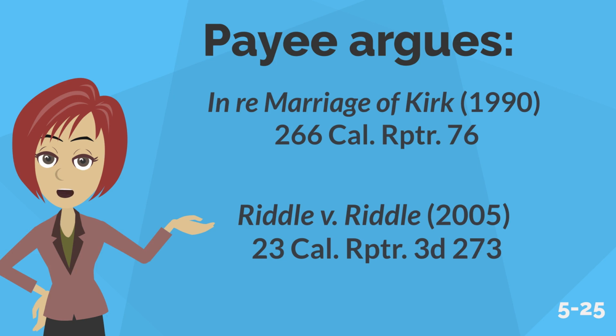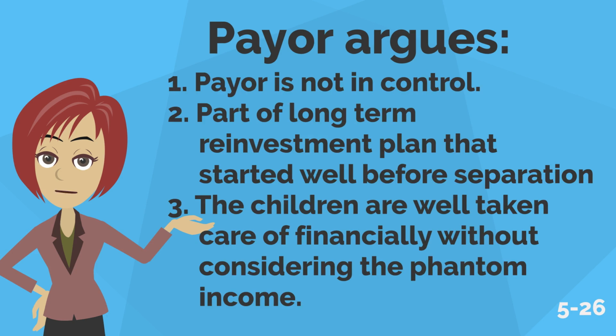This is an issue that may be framed by the forensic accountant but is for the family law attorney to argue before the court. The payee spouse will argue Marriage of Kirk and Marriage of Riddle, where there was clearly an intent to minimize income. The payer will likely argue that the payer has no control over the amount of the distribution. The payer must simply go along with Grandpa's reinvestment plan. And, besides, the payer's children are well situated financially, excluding the phantom income.